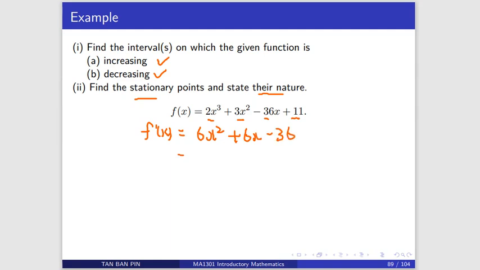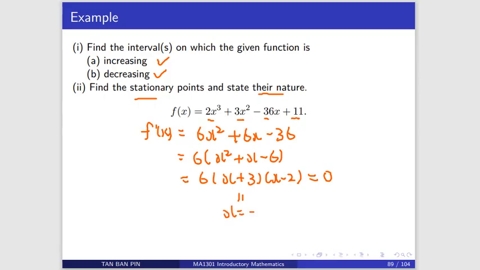And then you have to factorize. So it's 6 bracket x squared plus x minus 6. And then you can further factorize as x plus 3, x minus 2. And then you set it to 0. If you set it to 0, you get x is minus 3 and x is 2.